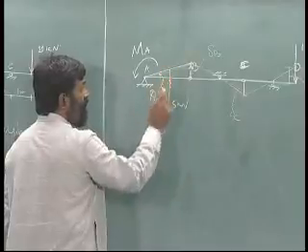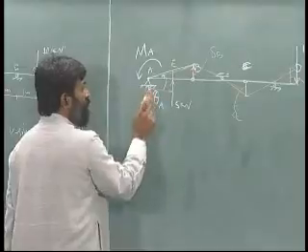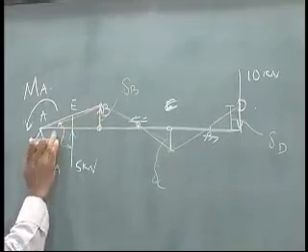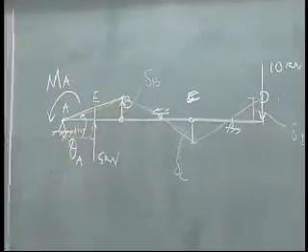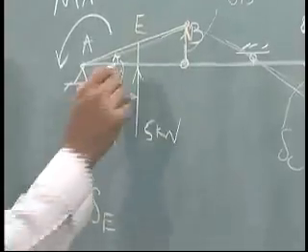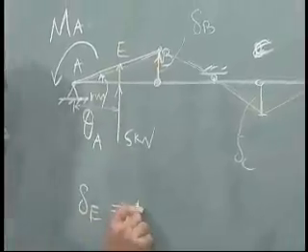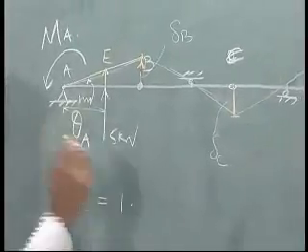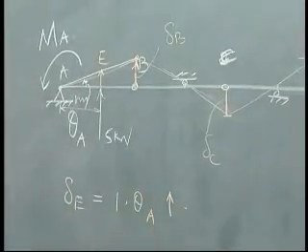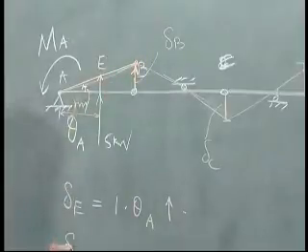At E, the distance from that support A to E is 1 meter, right, and therefore delta E, is it upward? The answer is yes. The delta E is equal to 1 meter times theta A, upward, okay. What is delta B?